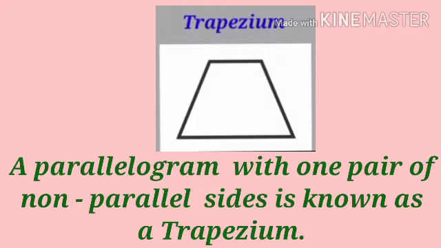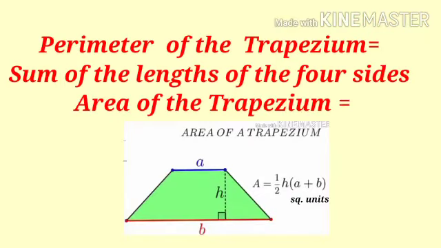A quadrilateral with one pair of parallel sides and one pair of non-parallel sides is known as a trapezium. The distance between the parallel sides is the height of the trapezium. If the non-parallel sides of a trapezium are equal, then it is known as an isosceles trapezium. The perimeter of the trapezium is equal to the sum of the lengths of the 4 sides.